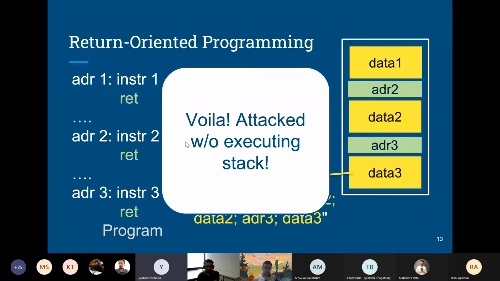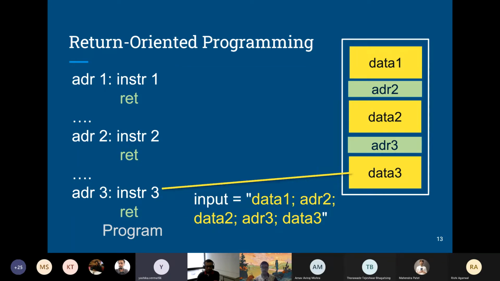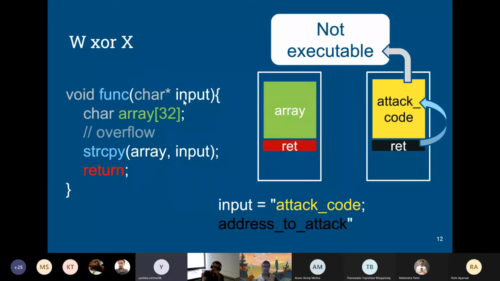Yeah, I have a doubt here. So this input will again be the input to the array, right? Yeah. This input. There was a char star input, right? Yes, exactly. So it's just that before the return, you are writing whatever you just mentioned, instruction, then return, and like that, right? You can do that, or actually, since you modified this ret over here to point to this, you could modify it to point to ADR1.